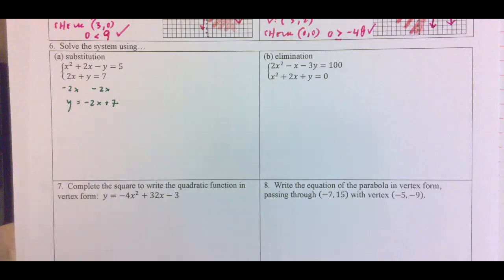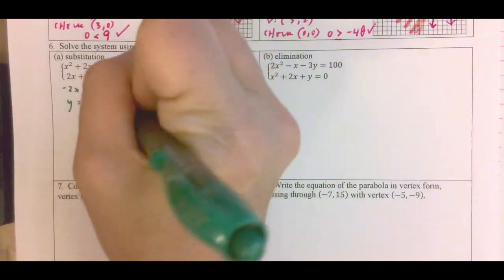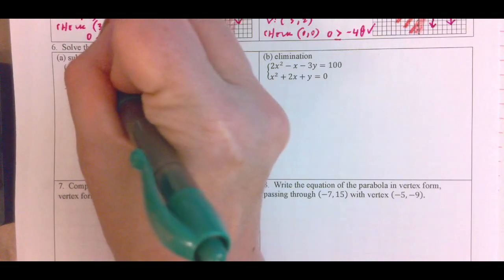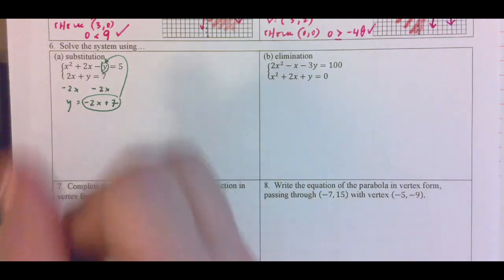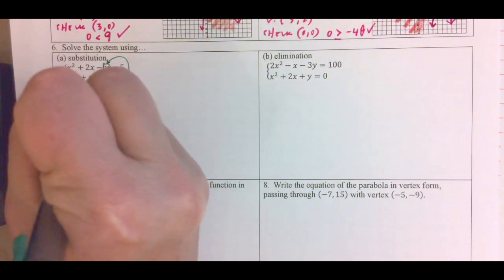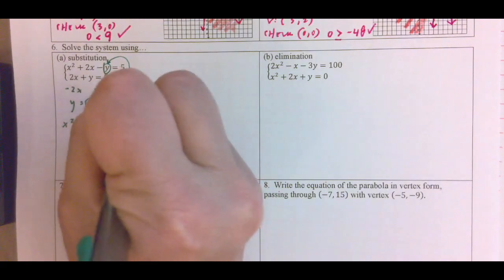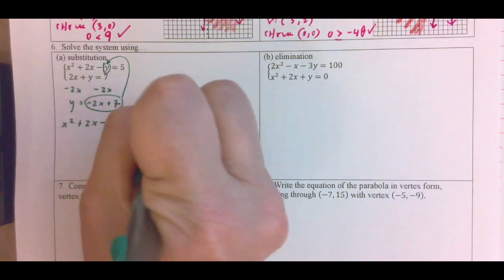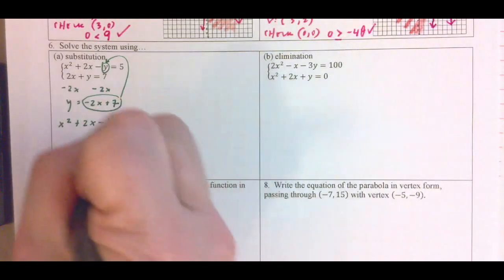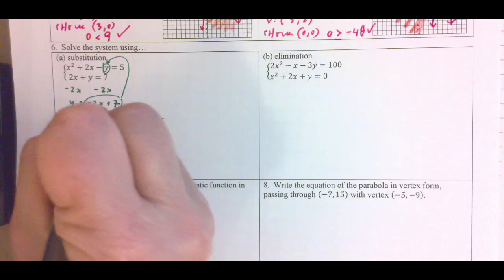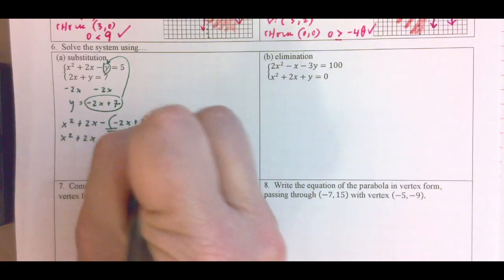And once the y is by itself, I'm going to take that -2x plus 7 and plug it in for the y in the other equation, right? I'm going to plug in equivalent values. So now I have x squared plus 2x minus, in parentheses, -2x plus 7 equals 5. Okay, distribute that negative. So x squared plus 2x plus 2x minus 7 equals 5.